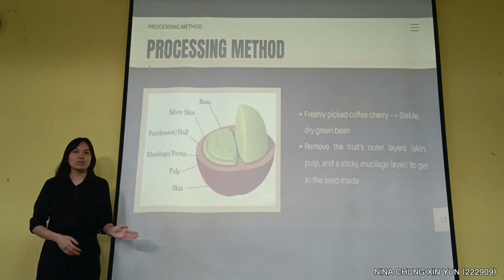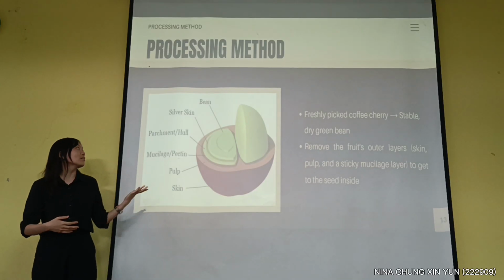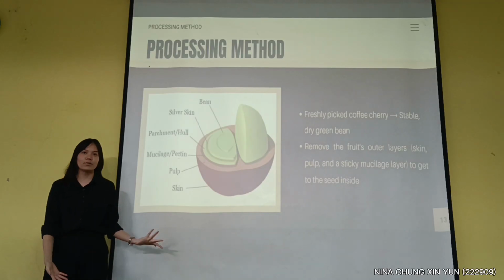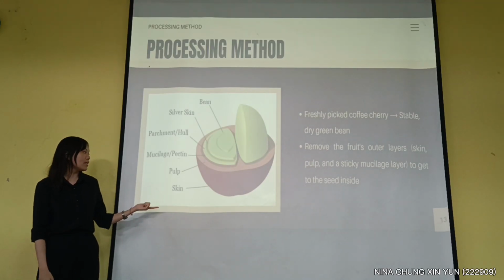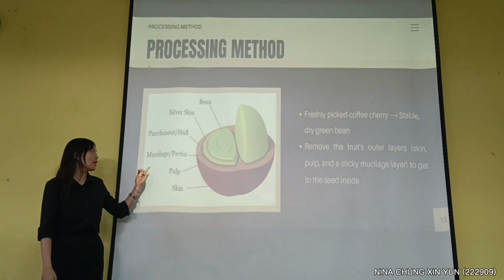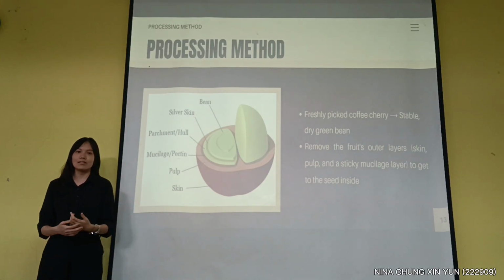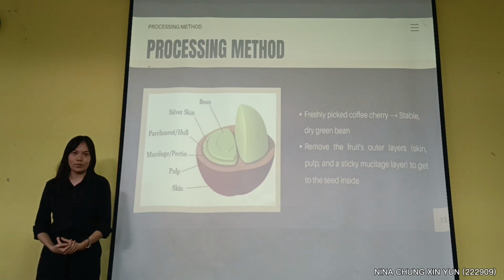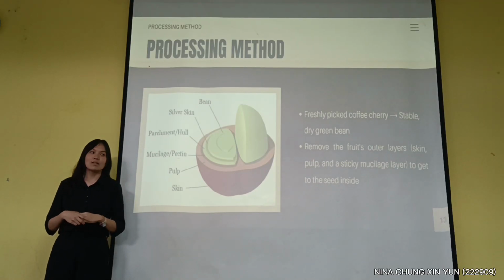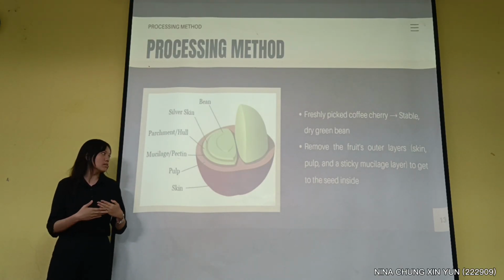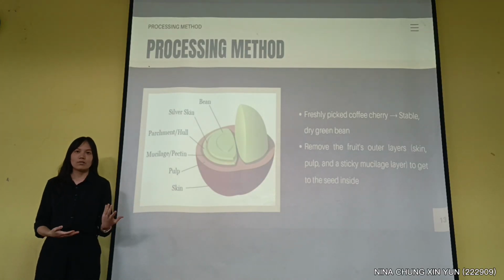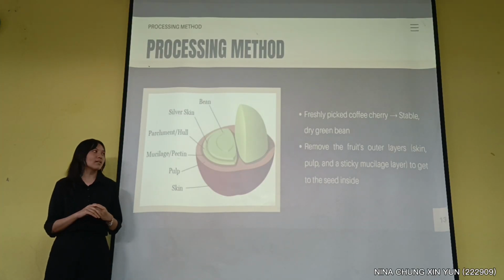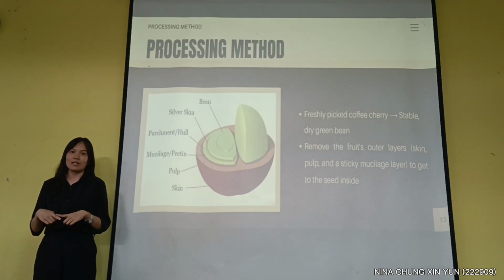Before talking about the processing method, let us understand the anatomy of the coffee cherry. The coffee cherry is the fruit of the coffee tree, and it has several layers. On the outside you have the skin and pulp, and then we have the sticky, sugary layer called mucilage, and inside will be the bean that we all know. So coffee processing is a series of steps that remove the skin, pulp, and mucilage, so that the bean inside will become a stable green bean for roasting. This is like peeling a fruit layer by layer until we get to the seed inside.